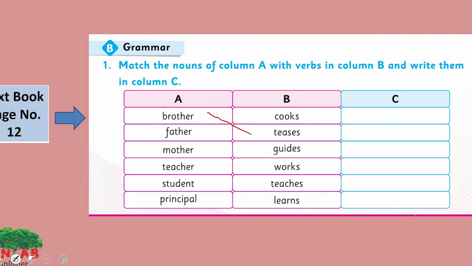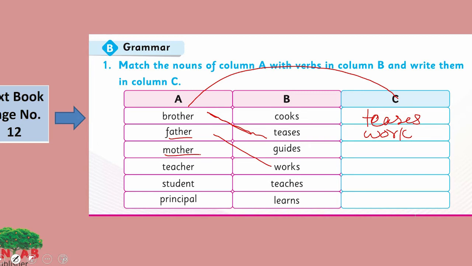So, the brother noun is matched with the verb tease here. Like this. You have to write here like this. What do brothers do? Teases. You have to match it like this. What does a father do? A father mostly works. Yes. So, you have to write here works. The father matches with the verb works here.